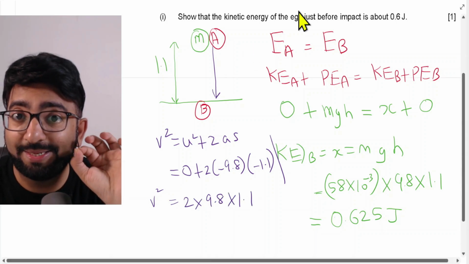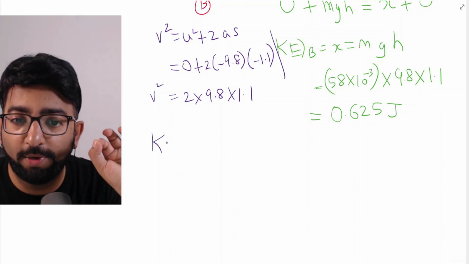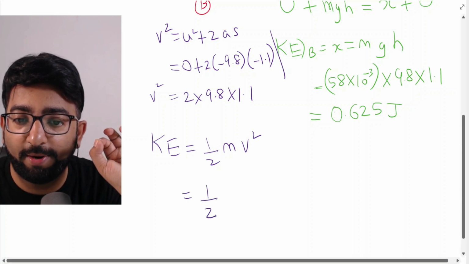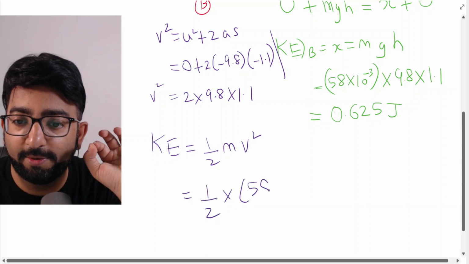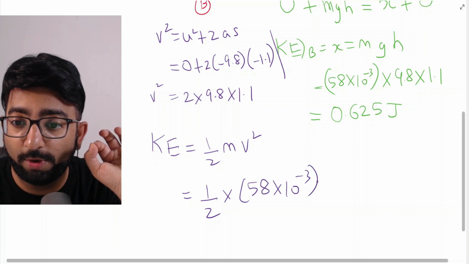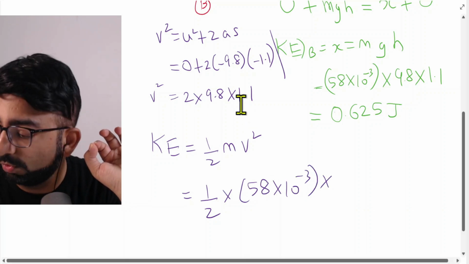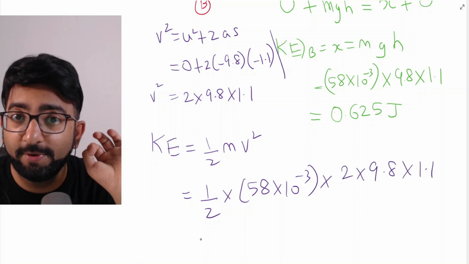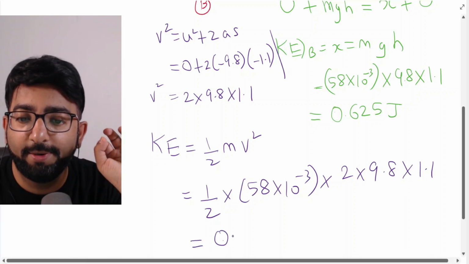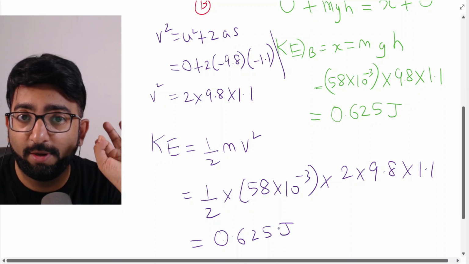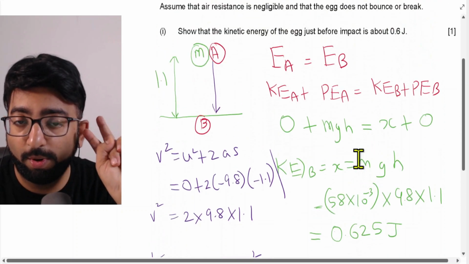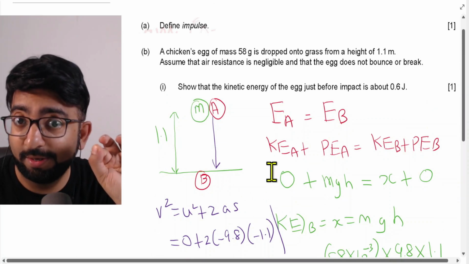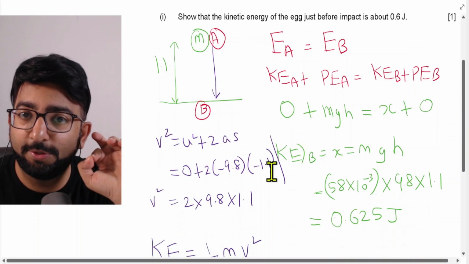Since we have to figure out the kinetic energy, we have the formula half mv squared, which we can write as half times the mass, 58 grams, which you need to convert to kilograms, multiplied by v squared, which is 2 times 9.8 times 1.1. If we simplify this expression, we get 0.625 joules, the same as in method number 1. So there are two methods to solve this question: the law of energy conservation, which is the faster and easier method, and method 2, the Stewart equation.